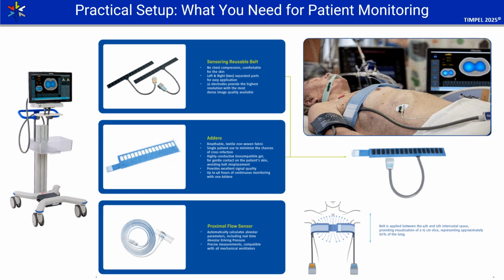Here you see the practical setup. Monitoring requires an EIT monitor and a correctly sized sensor belt. The sensor belt is covered by Adhere, a single patient-use cover equipped with electroconductive gel. Measurements from proximal flow and pressure sensors enable the calculation of alveolar mechanics parameters, such as driving pressure.